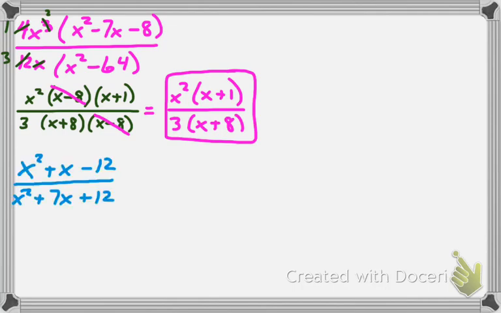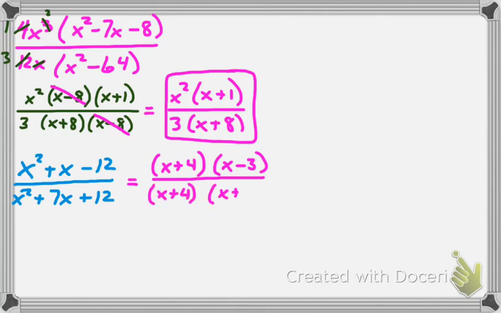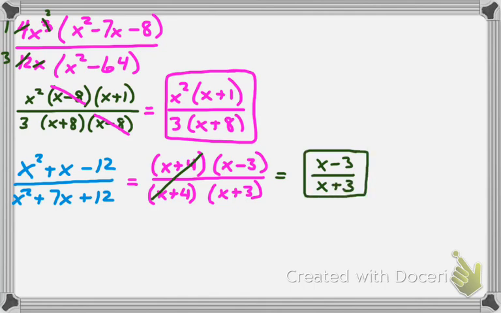Okay, I want you to try this one by yourself. Top is monkey method. Looks like that. X plus 4, x minus 3. Bottom is the monkey method. X plus 4, x plus 3. X plus 4's cancel. Do not try to cancel the x's and make it -1 or something like that. That doesn't work. These parentheses, you pretty much have to cancel the whole thing or none of it. So your final answer looks like that.